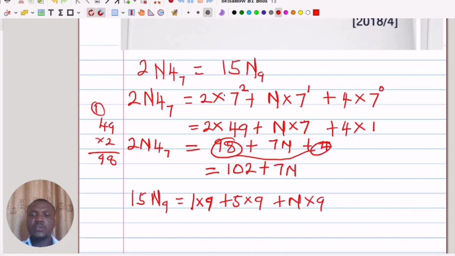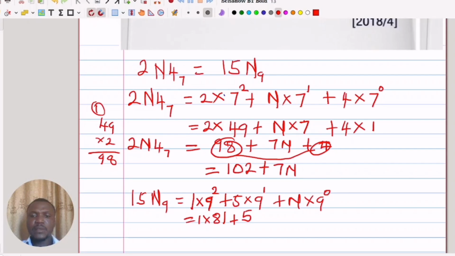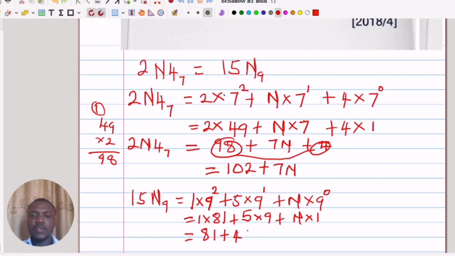Next step is to go to the back and start with 0 at the power, then 1, then 2. So what is 1 times 9 raised to power 2? 9 raised to power 2 means 9 times 9, that will be 81, plus 5 times 9 raised to power 1, which is 9, plus n times 9 raised to power 0. What is 9 raised to power 0? Anything raised to power 0 is 1. So this gives us 1 times 81, that will be 81. 5 times 9 will be 45. n times 1 is n.